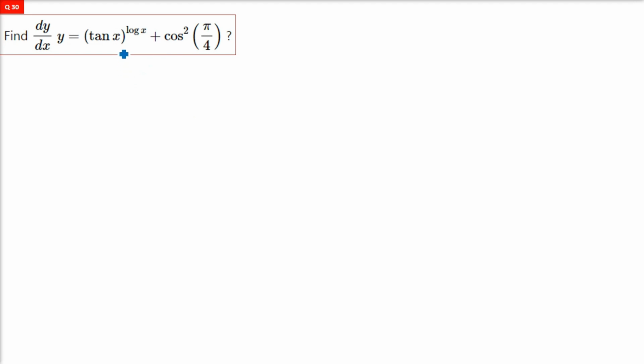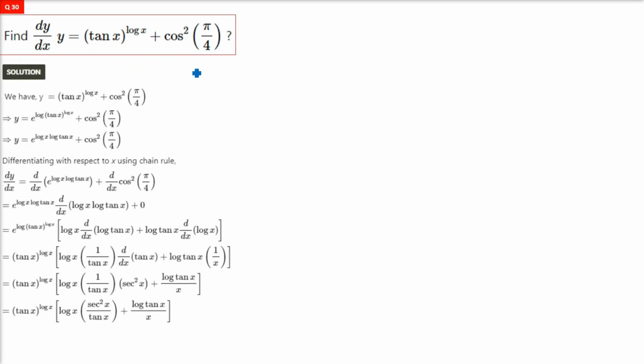Now 10x to the power log x plus cos square pi by 4. This is y. Now what do you see here? What will be the differentiation of cos square pi by 4? Cos pi by 4 is cos 45 degree. This is 1 by root 2. 1 by root 2 whole square is 1 by 2. This is a constant. Constant differentiation is 0. So you don't have to worry about anything. It is 0 only, right? So cos square pi by 4 is a constant term. So even if you differentiate, it is going to give you 0. So this is 0. So we just have to do 10x to the power log x. That you have to concentrate.